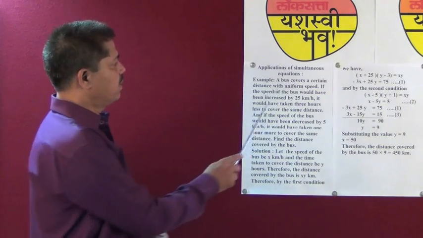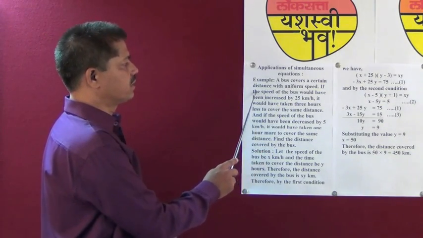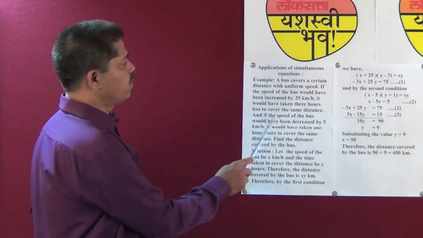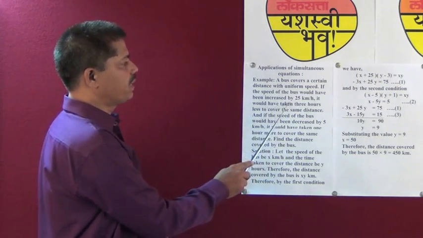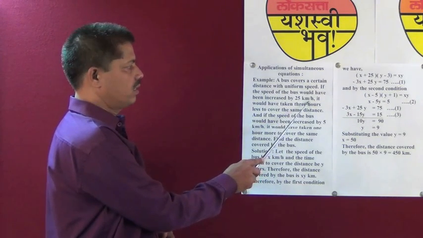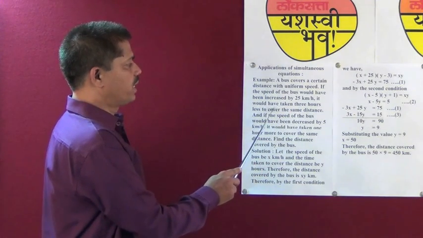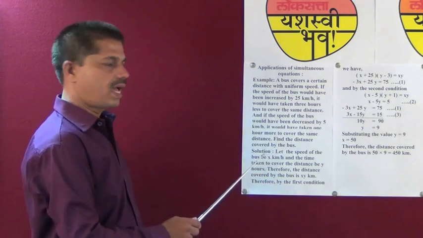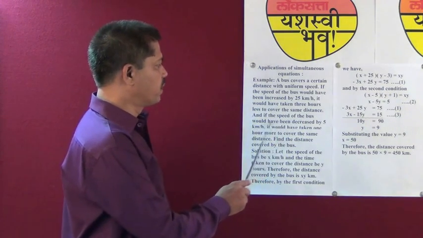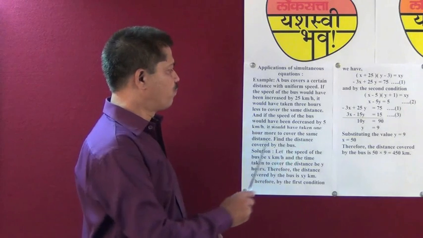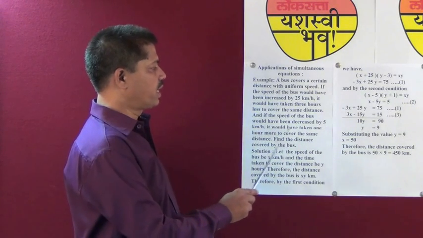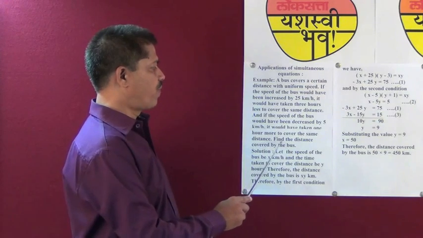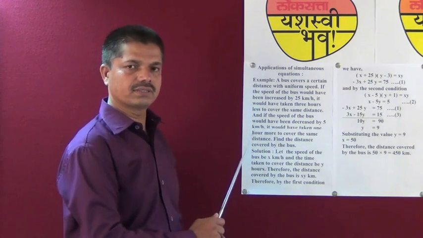Here is an example. A bus covers a certain distance with uniform speed. If the speed of the bus would have been increased by 25 km per hour, it would have taken 3 hours less to cover the same distance. And if the speed of the bus would have been decreased by 5 km per hour, it would have taken 1 hour more to cover the same distance. Find the distance covered by the bus.